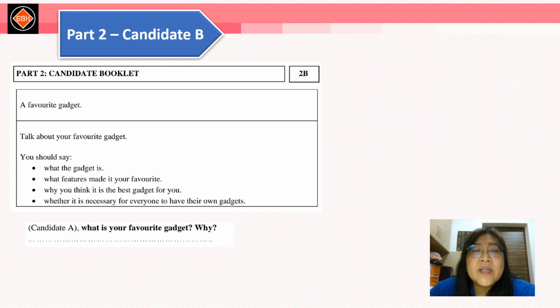Dear students, for candidate B, the booklet will be given to you, and this is the page. So it is about a favorite gadget. So you need to answer all the 4 bullets. So this is your answer.